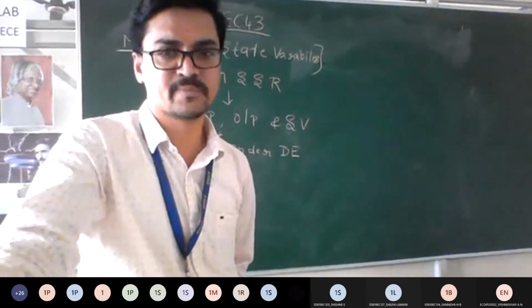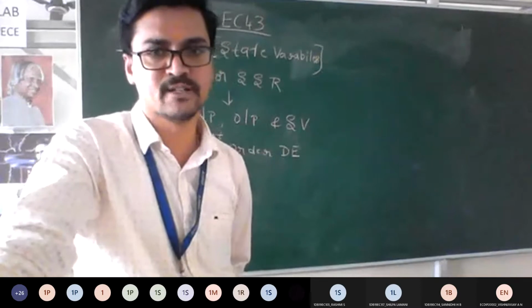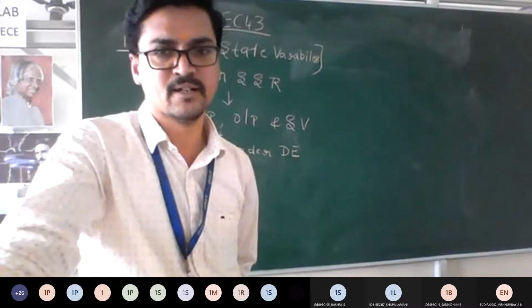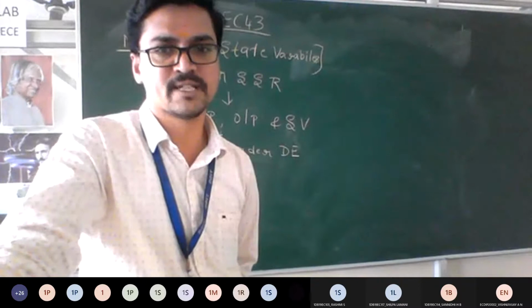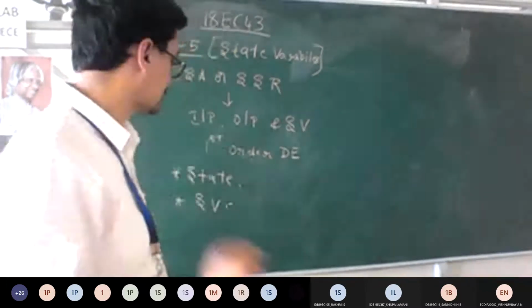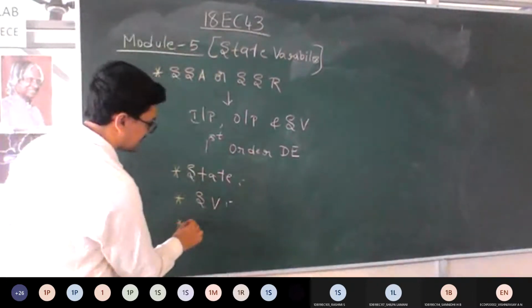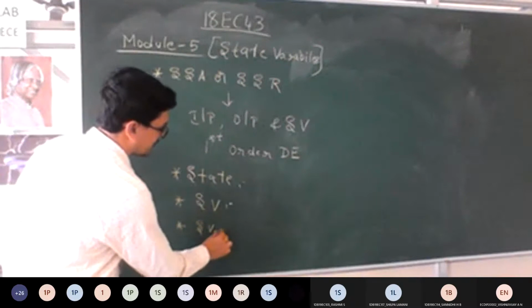These are all things you can expect for 2 marks. They may ask you to define, so for that purpose I am giving you these. After this, the last one is state vector. The first one was state variable, now it is state vector.